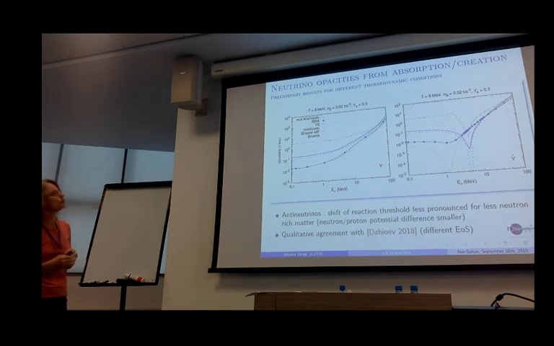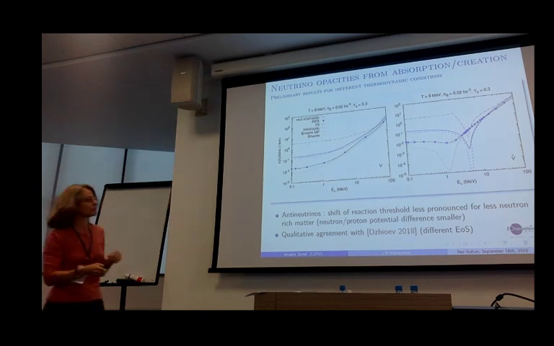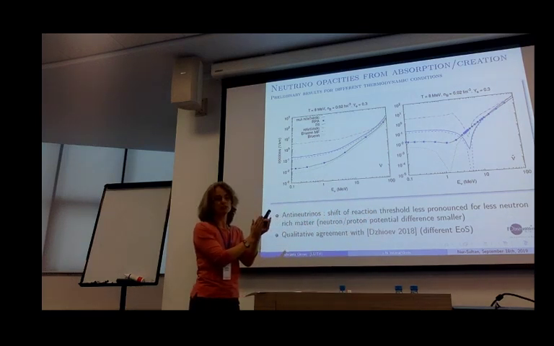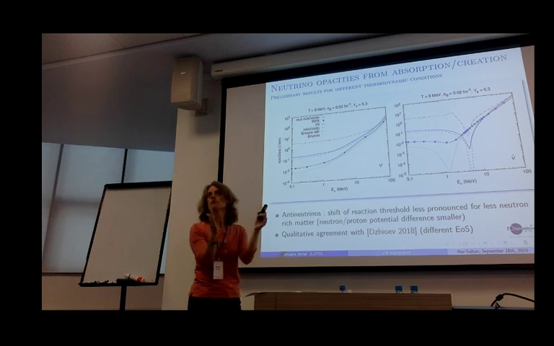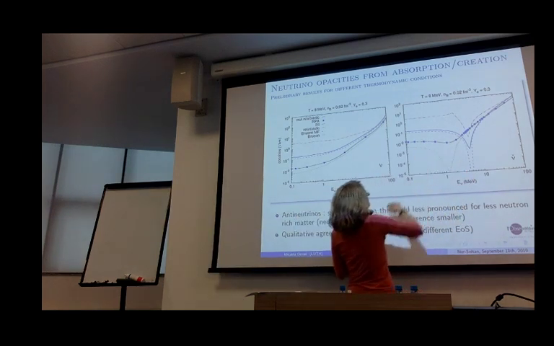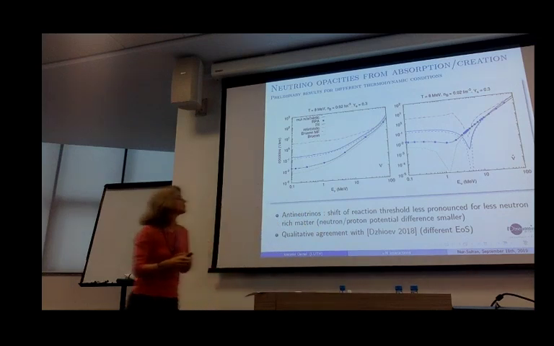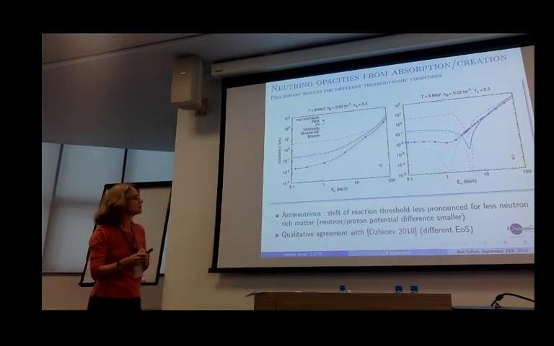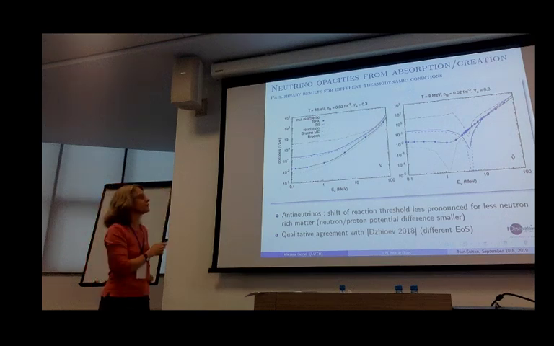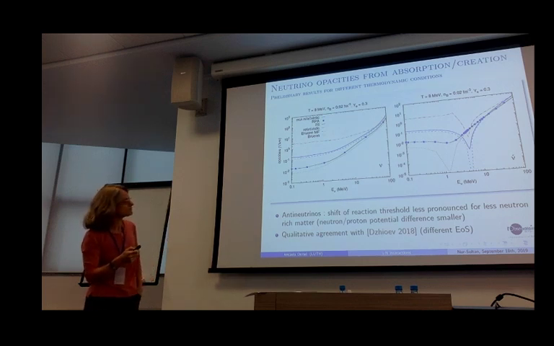Here is just shown for some less neutron-rich conditions. Of course, if you have less neutron-rich conditions, then the shift in the reaction threshold is less pronounced, because the difference between the neutron and proton potential is less strong. So you can see here the shift is smaller, but again the same conclusion is true. And the results I show here are in agreement with other results doing the same type of approximation.